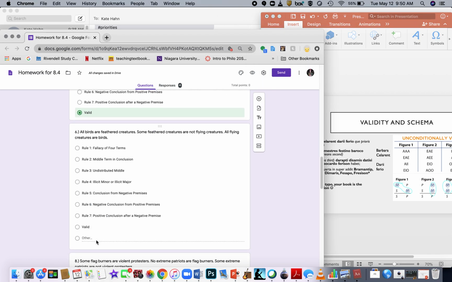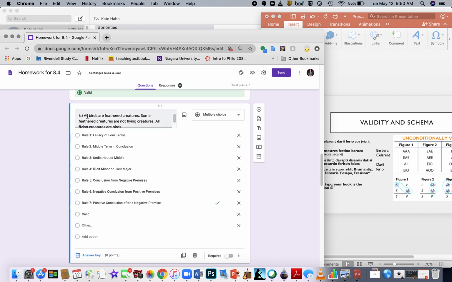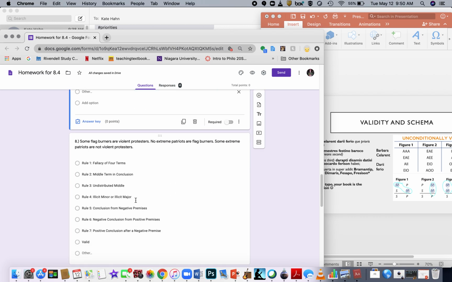Let's see this one. Positive conclusion after negative premises. You have some feathered creatures are not flying creatures, and that is a negative premise. So you have to have a negative conclusion, even though you have this one positive premise here, all birds are feathered creatures. You have to have that. So you have that violated.